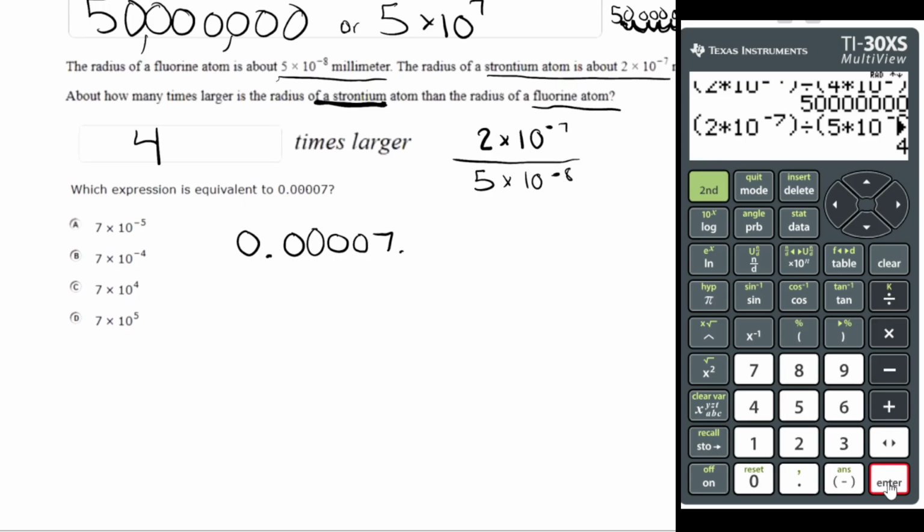You're going to stick your decimal point after the 7. You're going to go 1, 2, 3, 4, 5. 7 times 10 to the 5. But remember, this is a very small number, less than 1. So it's going to be a negative exponent. 7 times 10 to the negative 5, which would make it answer A.